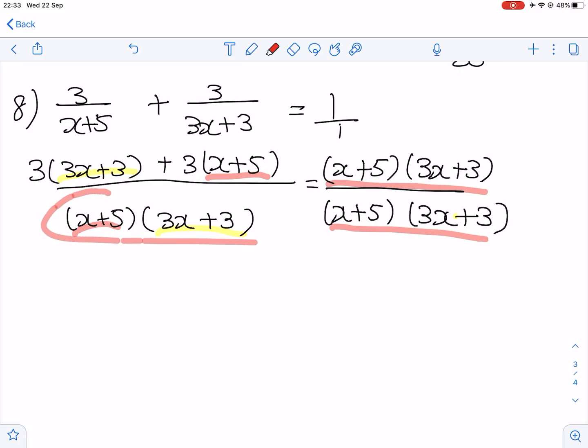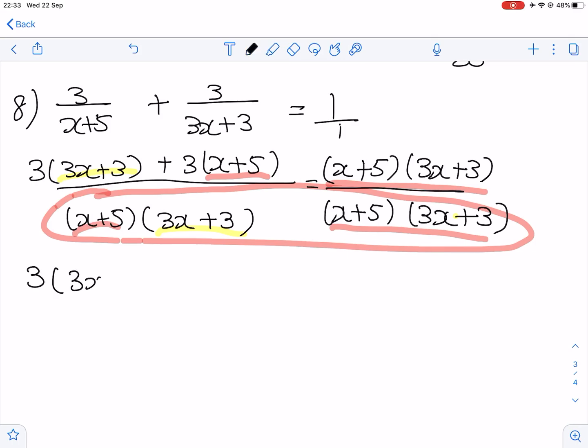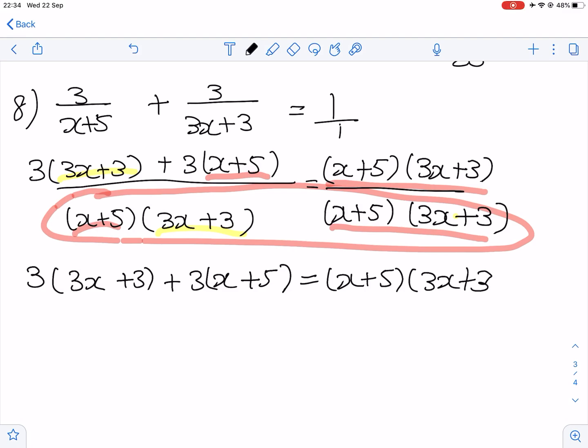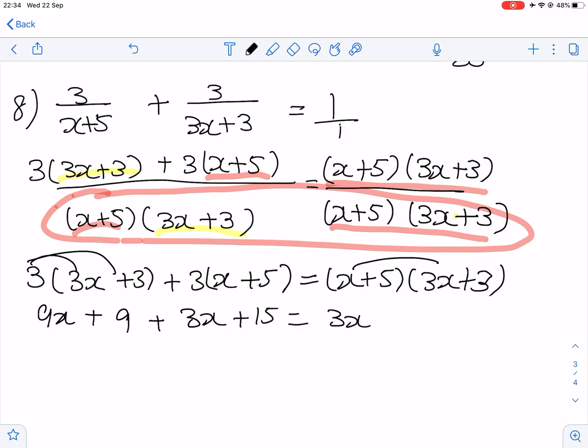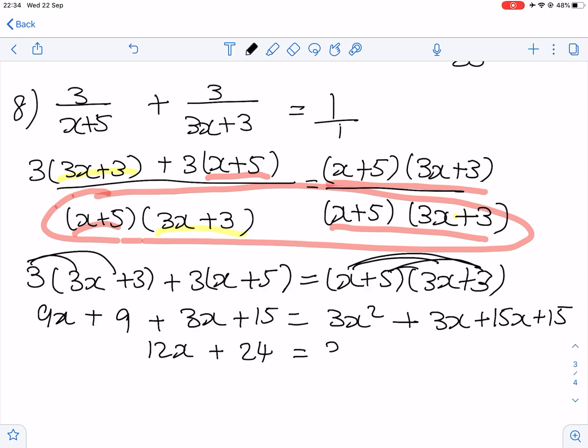As we can see here, the bottom is the same, so we can ignore our denominator, so we're just going to look at our numerators. So I have 3 brackets 3x plus 3 plus 3 brackets x plus 5 equals to x plus 5, 3x plus 3. Expand our bracket, 9x plus 9 plus 3x plus 15. Expand our bracket again, 3x squared plus 3x plus 15x plus 15. Simplify it, I have 12x plus 24, 3x squared plus 18x plus 15.